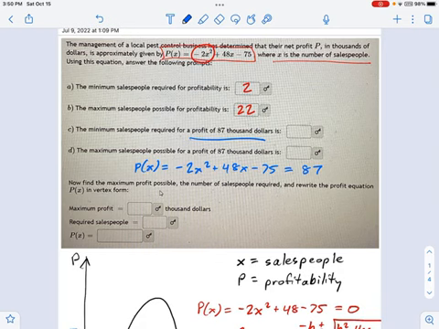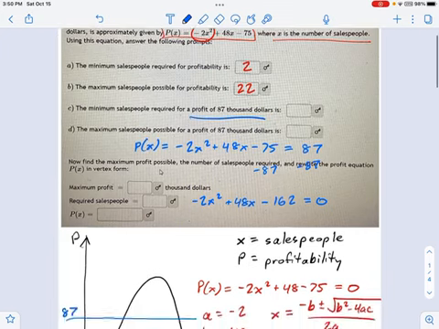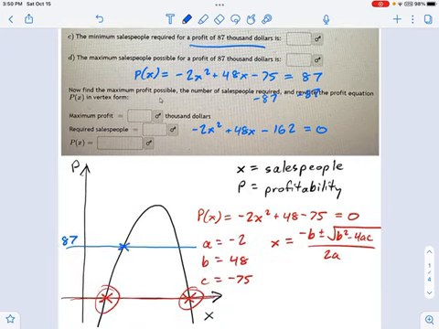Now the way you solve this one, we're not ready for the quadratic formula yet because I still need a 0 over here and I don't have it. So I'm going to subtract 87 from both sides, minus 87, minus 87, and that's going to give us negative 2x squared plus 48x minus 75 and minus 87. So that's going to be, trying to do some mental math here, minus 162.